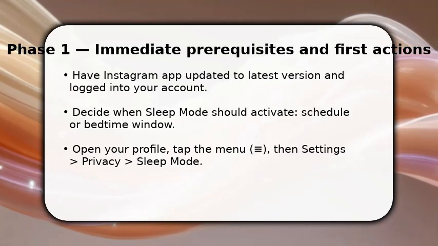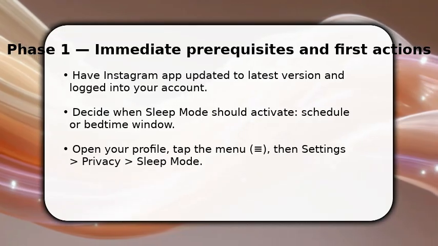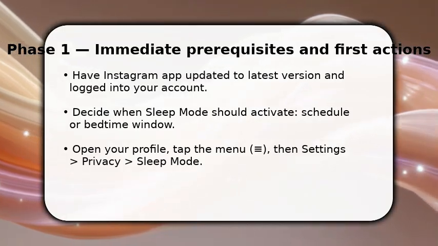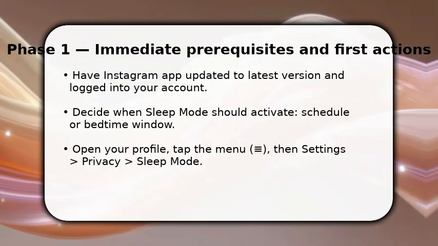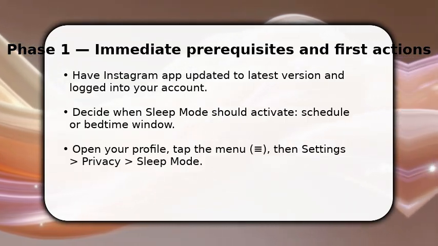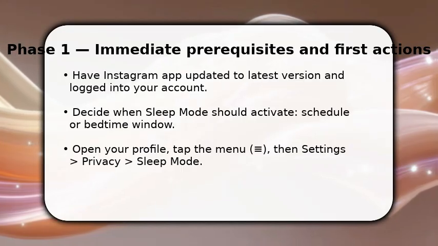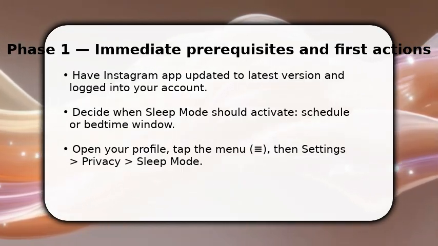You begin with 2 essentials: the app updated and your account active. Once that's done, decide whether you want sleep mode on a schedule or tied to bedtime. Open your profile and tap the menu icon, then go to Settings, Privacy, and choose Sleep Mode.